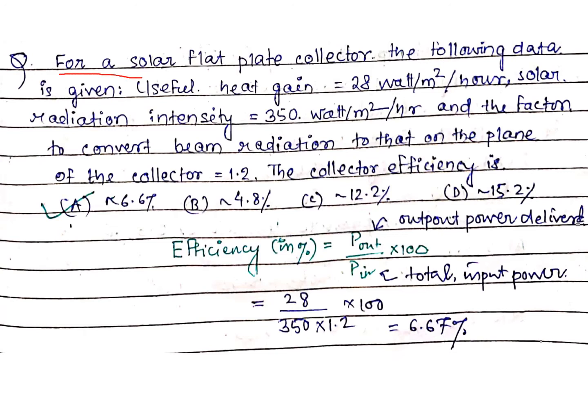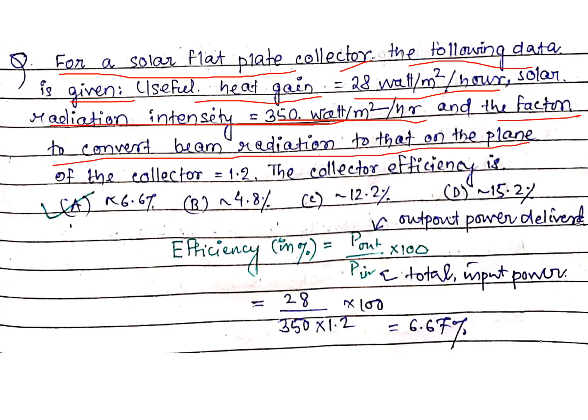For a solar plate collector, the following data is given. Useful heat gain is 28 watt per meter square per hour. Solar radiation intensity is 350 watt per meter square per hour. The factor to convert the beam radiation to that on the plane of the collector is 1.2. What is the collector efficiency? This is the question.